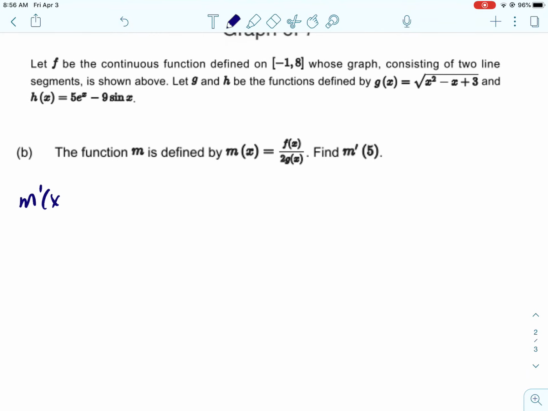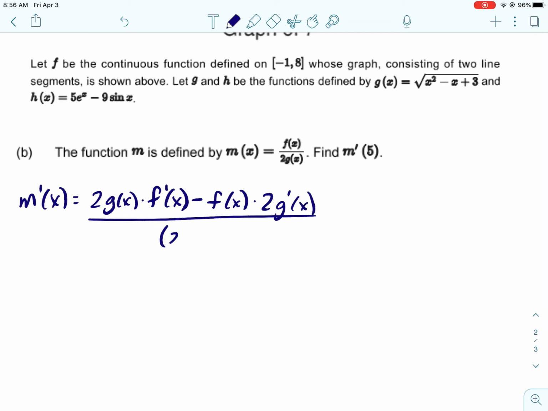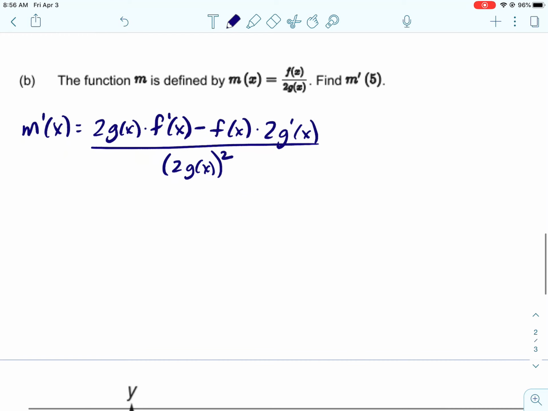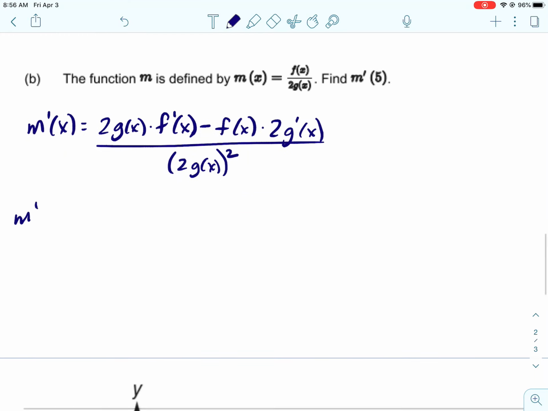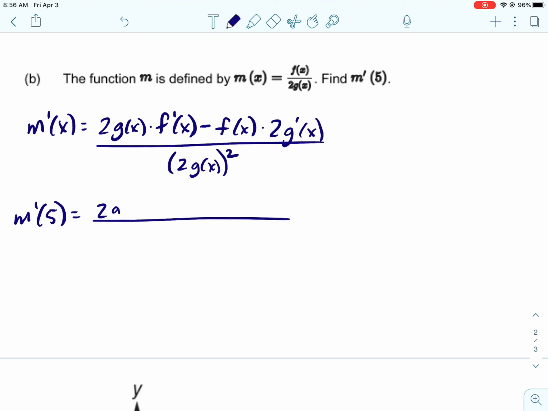All right, so here's another one. So same problem, but this time we have a new function m, and m is using a quotient, so we will have to use the quotient rule to find m prime. So this is low d high minus high d low over low squared.